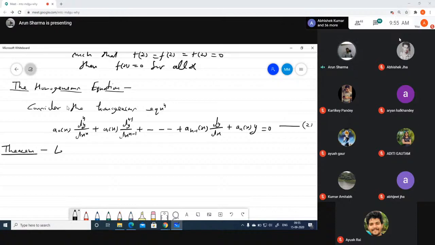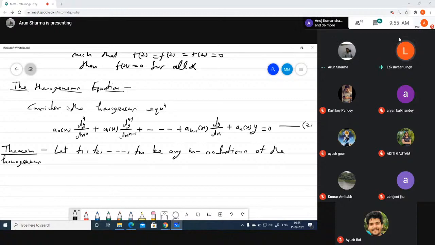So let f1, f2, ..., fm be any m solutions of the homogeneous linear differential equation 2.